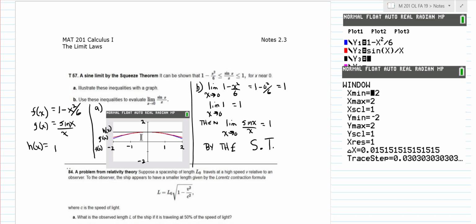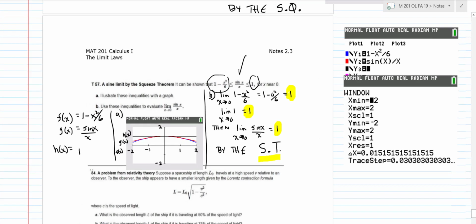And then for the squeezing theorem, what you apply is you just do the limit of this. You want to do the limit of f of x, and then the limit of 1. And then you make a conclusion about the limit of the function sandwiched in the middle. So the limit of 1 minus x squared over 6 as x approaches 0 is 1. The limit of 1 is also 1, so then you can conclude that the limit of sine x over x is also equal to 1. But you just state that that's by the squeezing theorem.